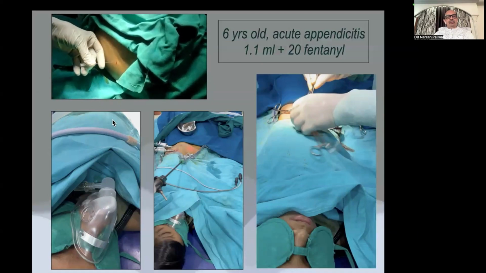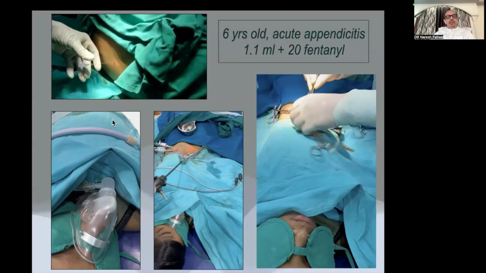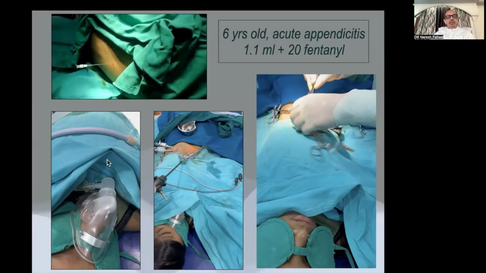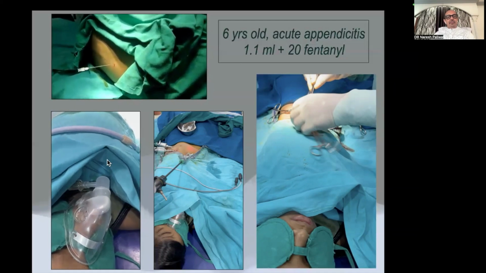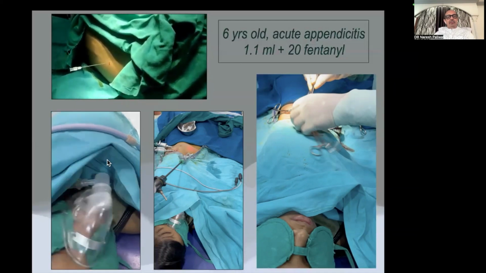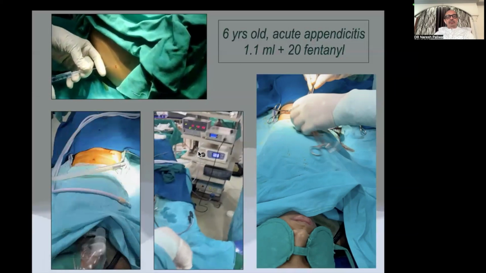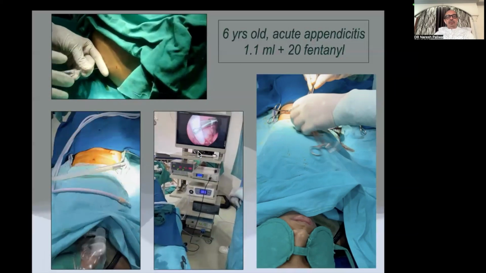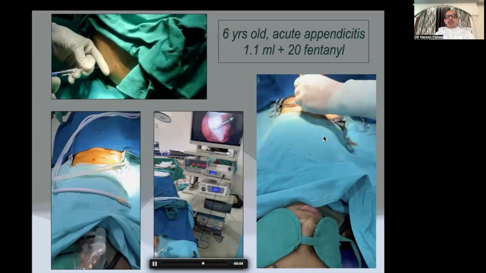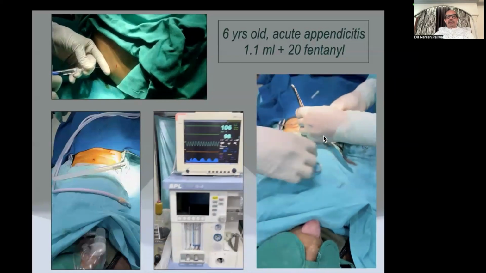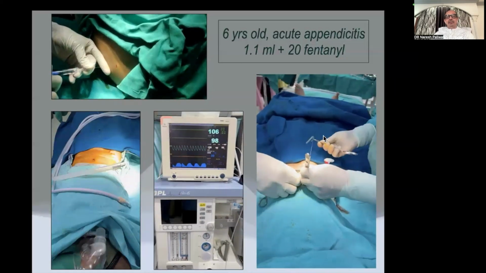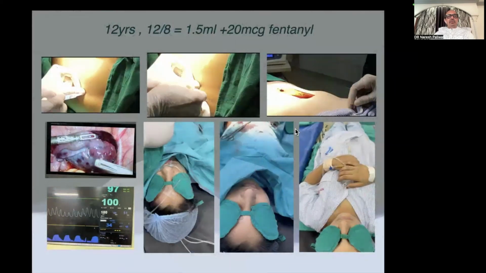I usually use lateral position for all my spinals, kids or adults. A little DexKet was given, but the child is conscious, comfortable. You can see this was a simple acute appendicitis. At the end of surgery, you can see, this was a 12-year-old female for twisted ovarian cyst. According to formula 12/8, 1.5 ml plus 20 mcg of fentanyl.